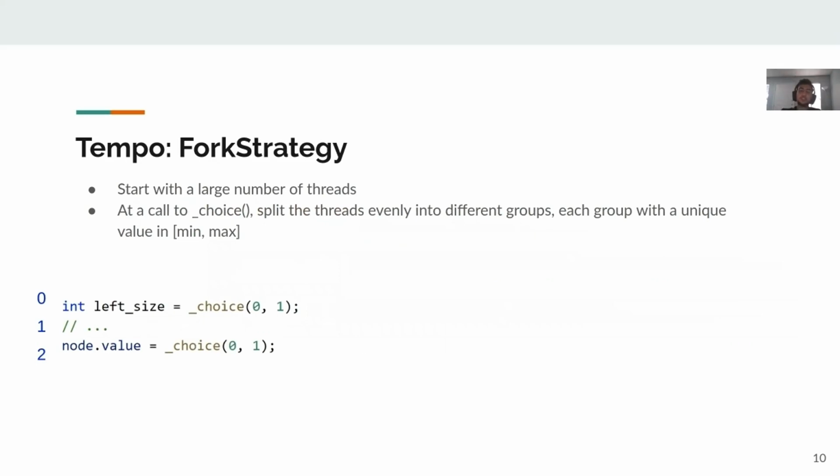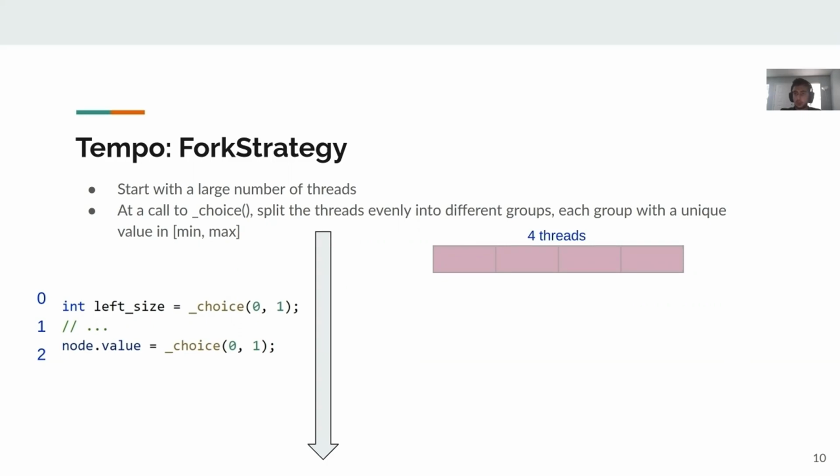Fork strategy works by starting with a large number of threads. At every call to choice, we will split these threads evenly into different groups and assign each group a unique value in the range min max. So this is a code snippet from our binary search tree TGP. The first choice function assigns the left size of the subtree, and the second choice function assigns a value to a node, or a key to a node.